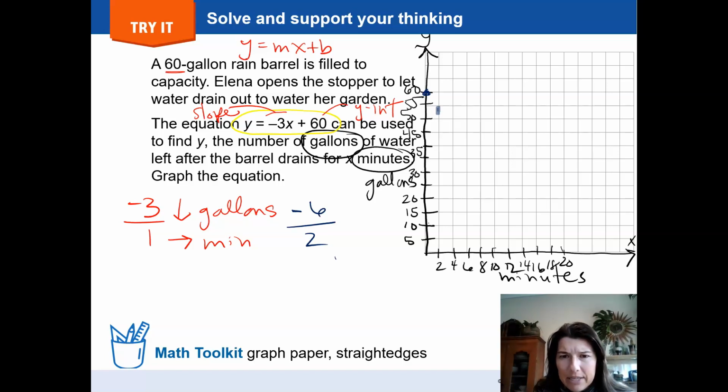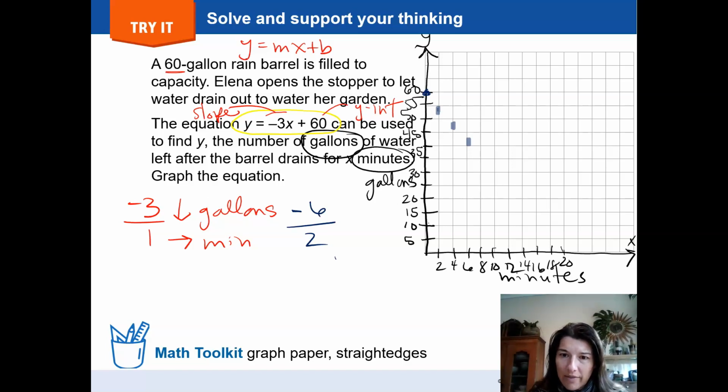All right, and I'm going to do another one. Down 6 over 2. It's going to be about right there. What should you notice here as you are putting in your coordinate pairs? Will it be in a curvy line? Will it be in a bumpy line? Or will it be a straight line? It will be a straight line.